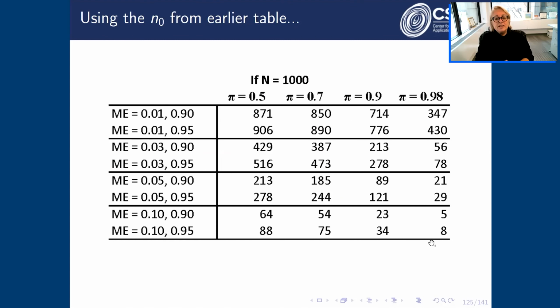Okay, so here, using the n0 that we had from the tables before, here's what the sample sizes you would require if you had a population of size 1,000. And when pi is very high, the values are kind of similar, but although at the bottom here they don't change much, they do change in the top over here.